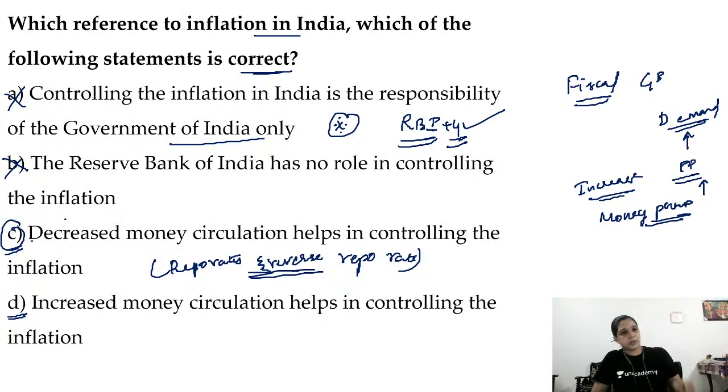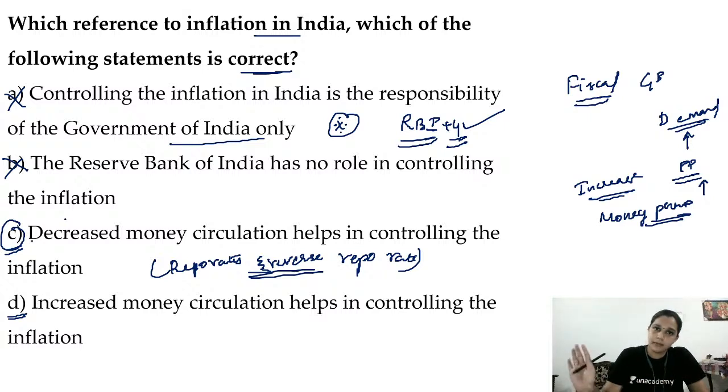Clear? How did I come to the conclusion? The first and second statements are the same. In the first statement they say government only. The second statement says RBI will not come inside. Both are the same, so I am eliminating the first and second. For the third and fourth options, you know the meaning of inflation. You answer this. That's all. Clear? Simple.